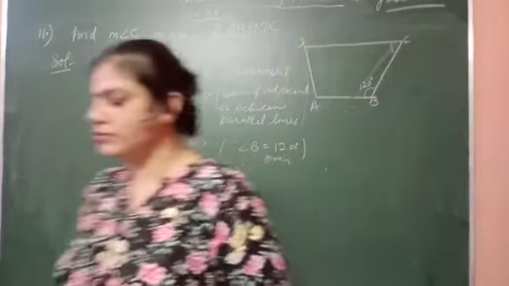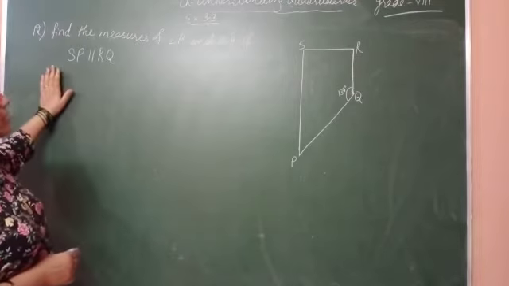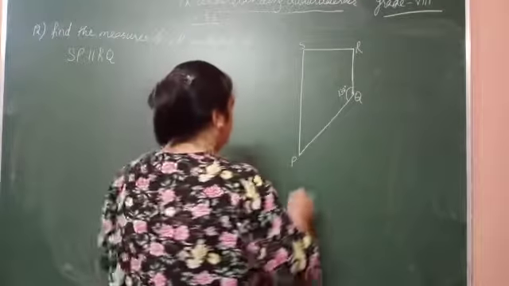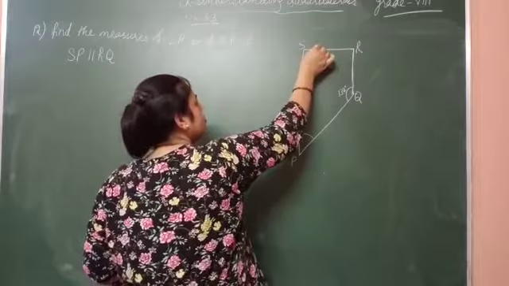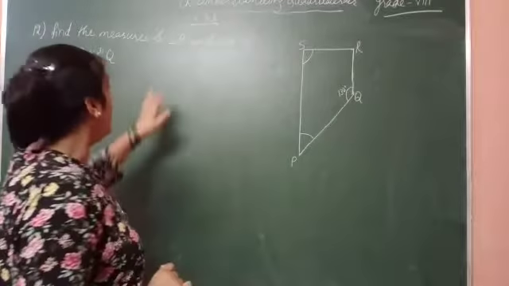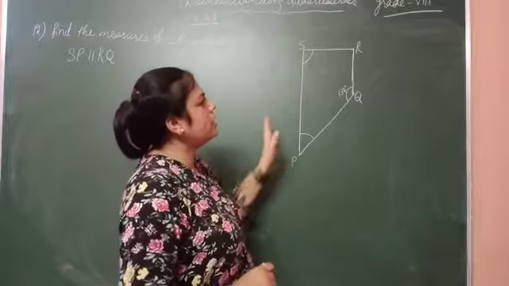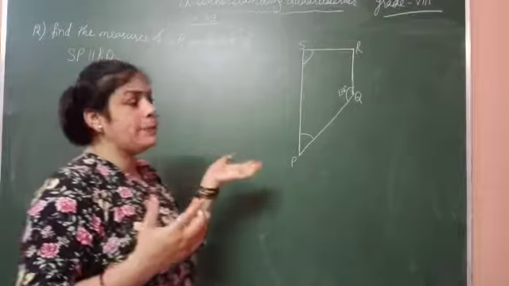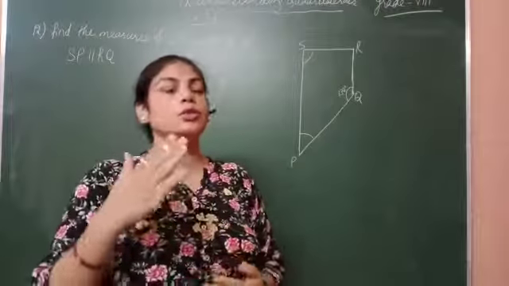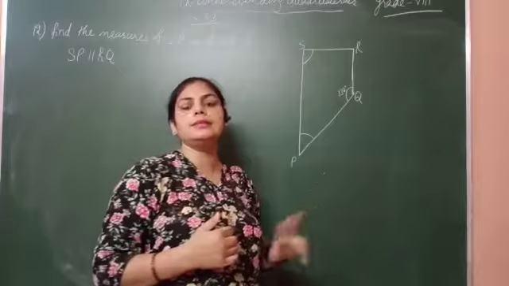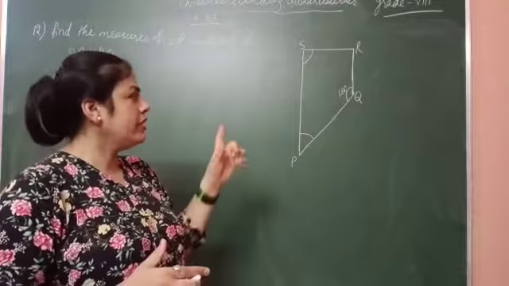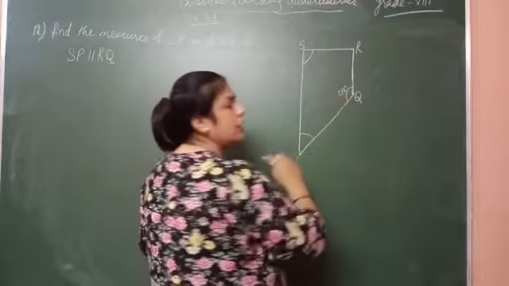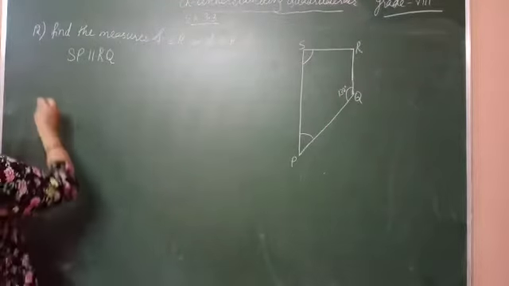Now we will start our 12th question. Here find the measures of angle P and S. We have to find the value of P and S. If SP is parallel to RQ, in this trapezium, the lines are parallel, so the sum of adjacent angles between these parallel lines is 180 degree. So angle Q plus angle P is 180 degree. So start.